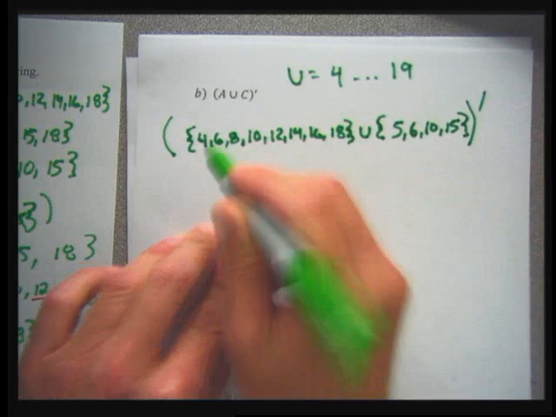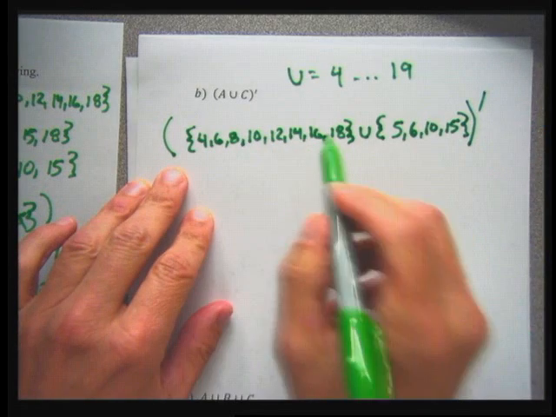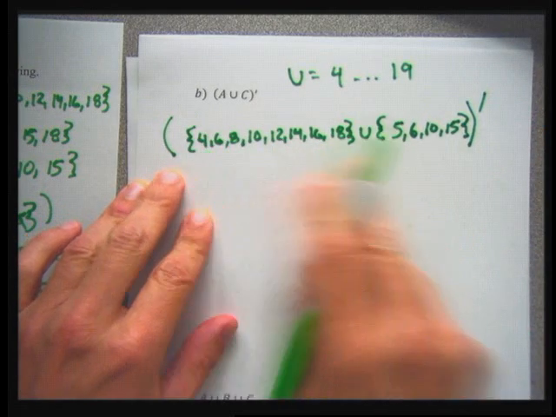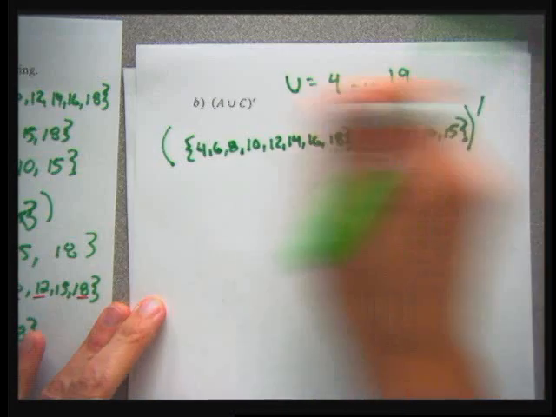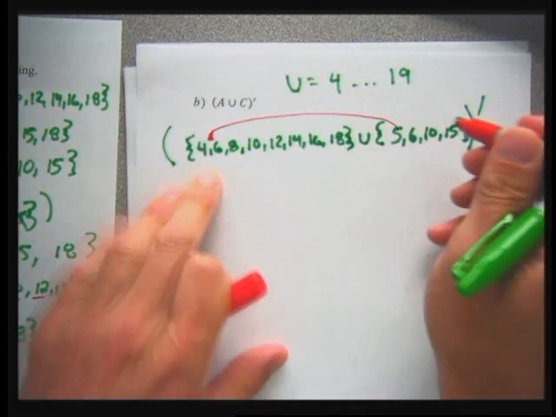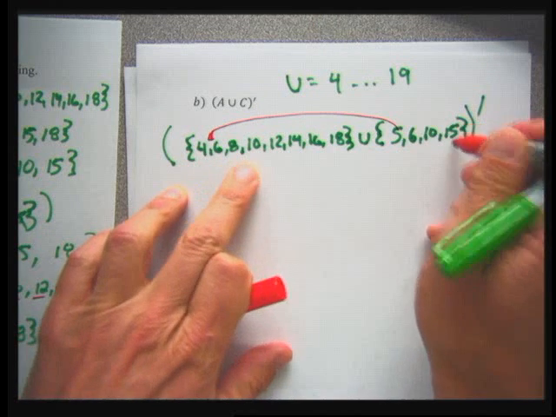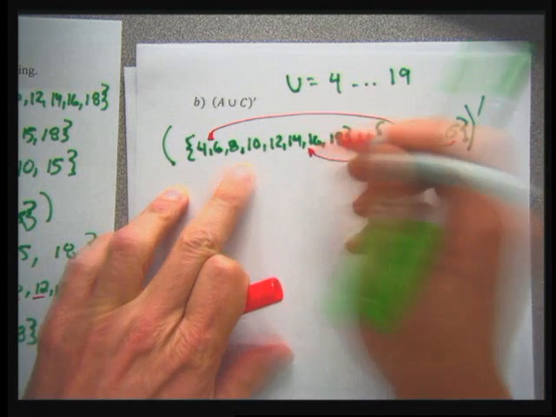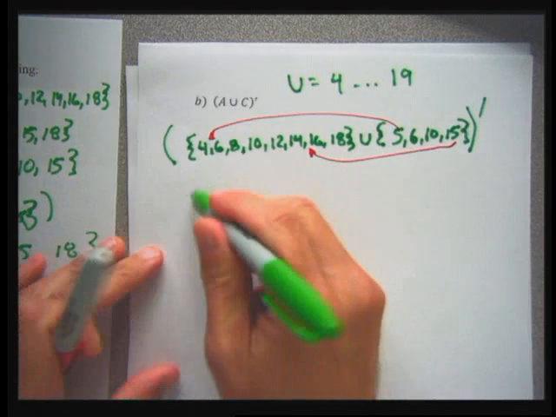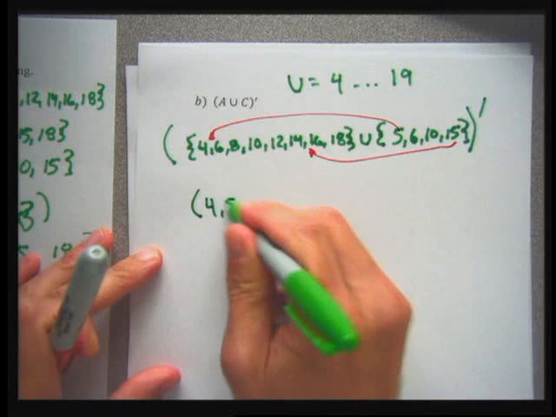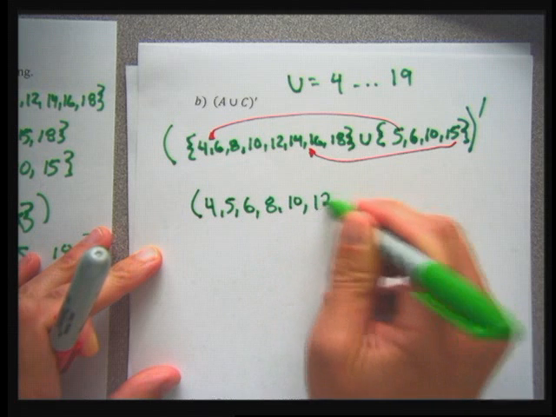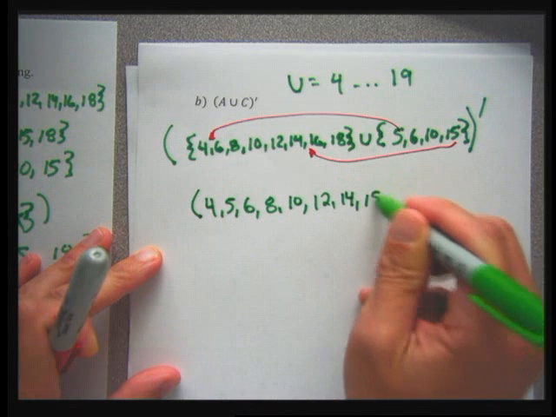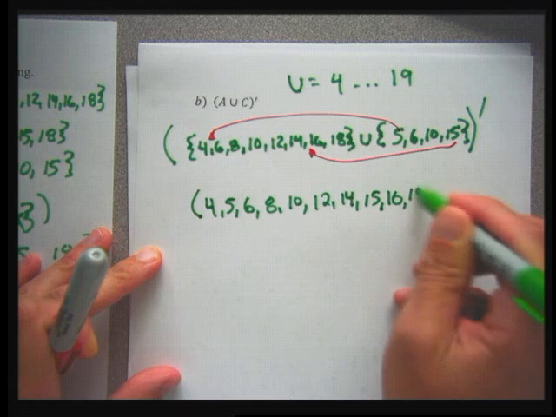So I'm going to union these two sets, and when I union these two sets, I'm basically going to push them together. I'm going to take the 5 from this set and get it in that set. The 6 is already there, the 10's already there, and I'm going to get the 15 in there. So when I union these two sets, I get 4, 5, 6, 8, 10, 12, 14, 15, 16, and 18.